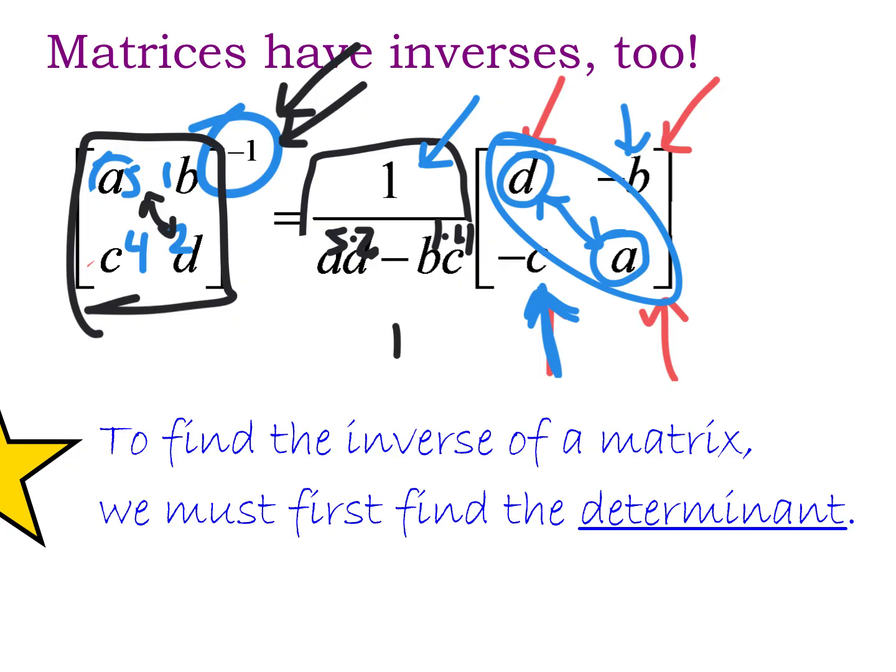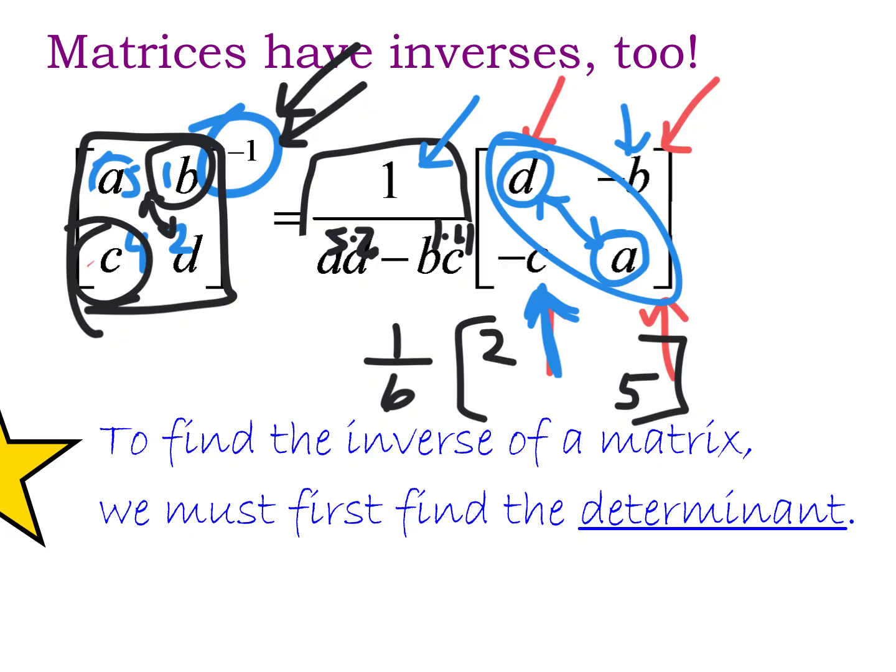So this is 1 over 6 times, and then the D and the A reverse. So the 5 was at the top corner, and now it's at the bottom corner, and then the 2 was in the bottom corner, now it's the top corner. And now these two were 1 and 4, and so they stay the same place, but they become opposite.